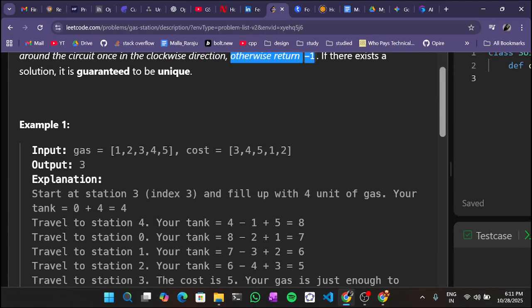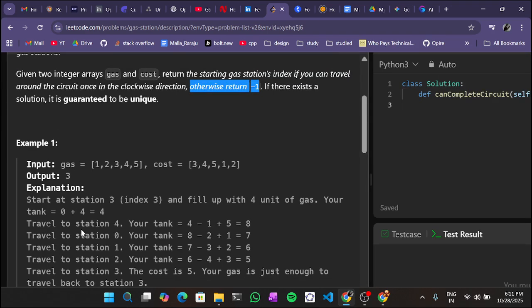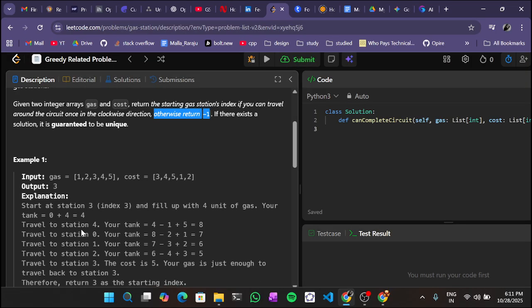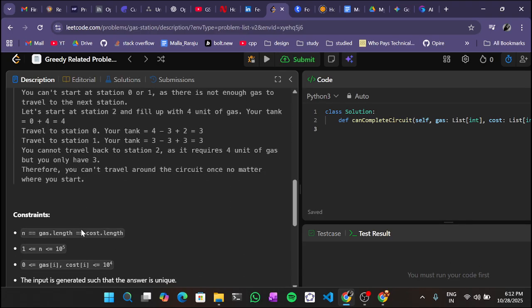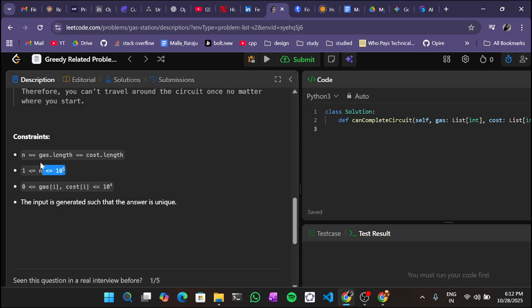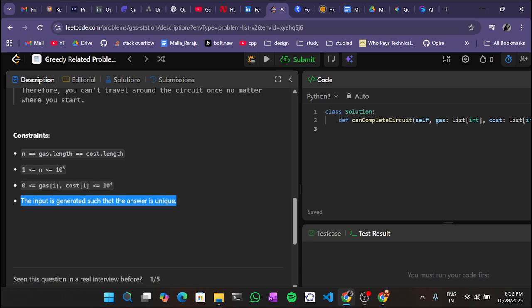Okay, so let's think of an approach. What could we do? We can try starting from every gas station and see if it ends up at the same position, which would take order of n square time. Let's see the constraints. n will be between 1 and 10 to the power of 5. So n square is ruled out. We have to do it in order of n time. It is guaranteed that the answer is unique.